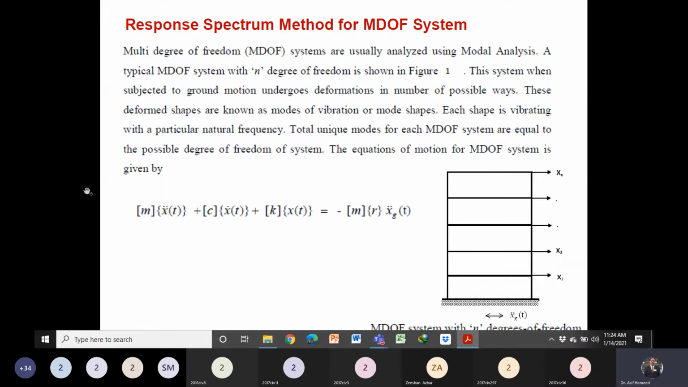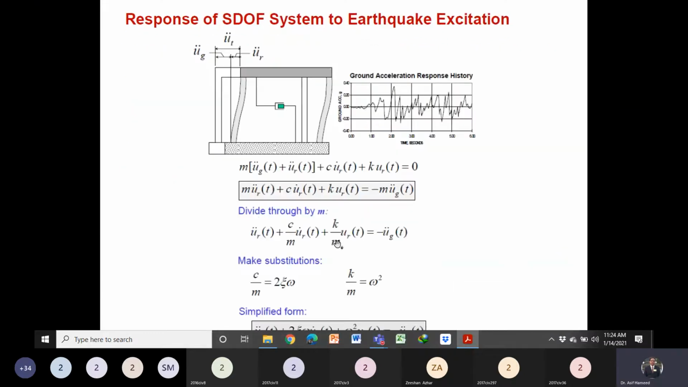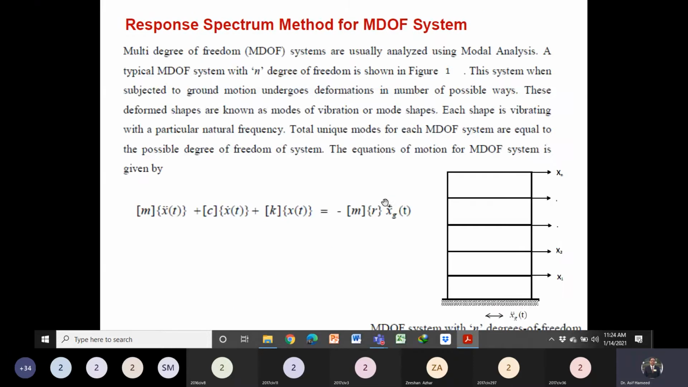So the equation of motion for the multi-degree of freedom system we can write in this way, and this system is subjected to the earthquake excitation. Just like the equation of motion for the single degree of freedom system subjected to the earthquake excitation, we can write the equation of motion for the multi-degree of freedom system subjected to the earthquake excitation.